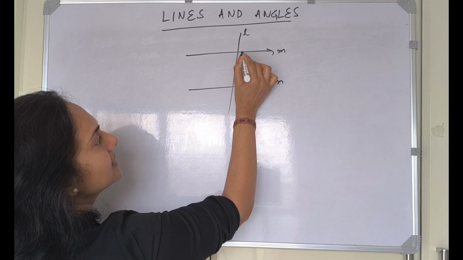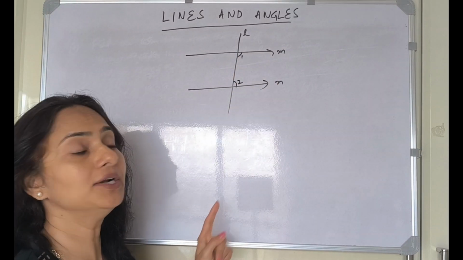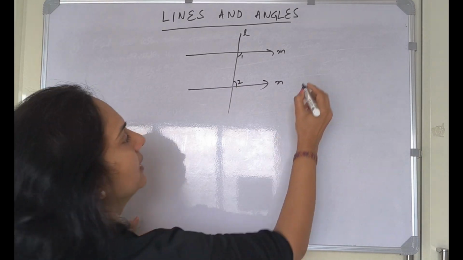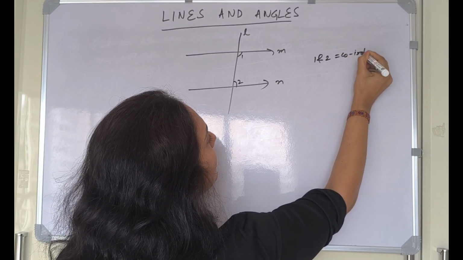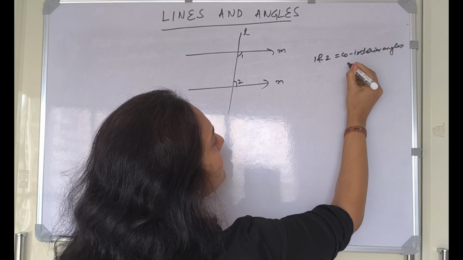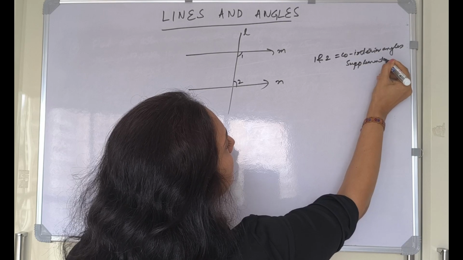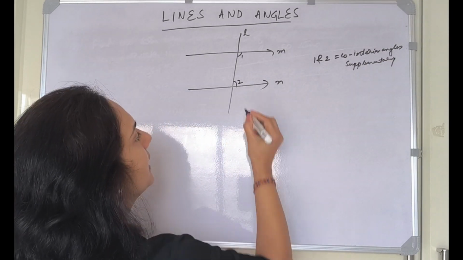Let me name the angles. Let's say angle 1 and angle 2. Angle 1 and angle 2 are called co-interior angles and they are supplementary. Supplementary means their sum is 180 degrees, right?